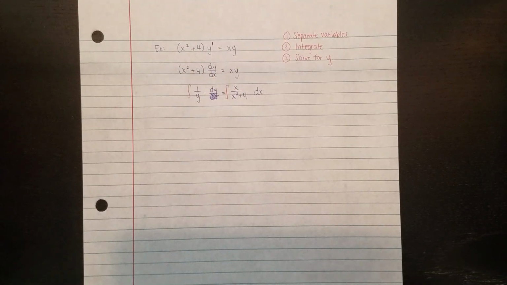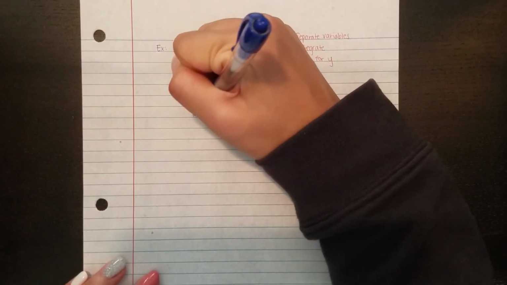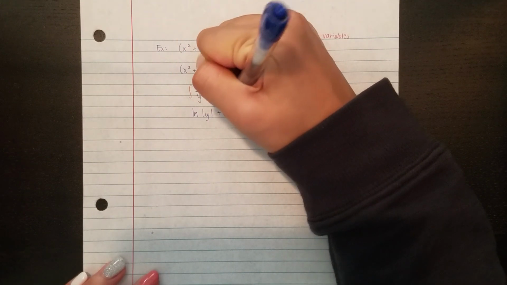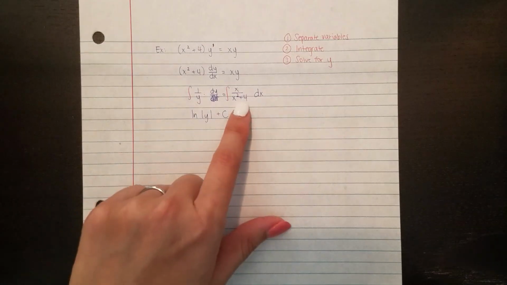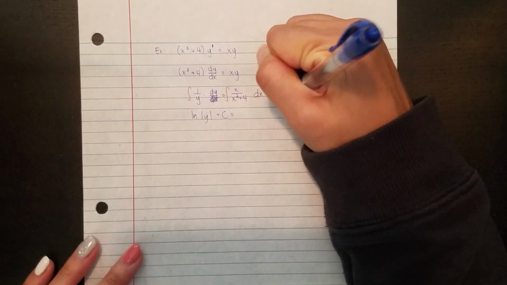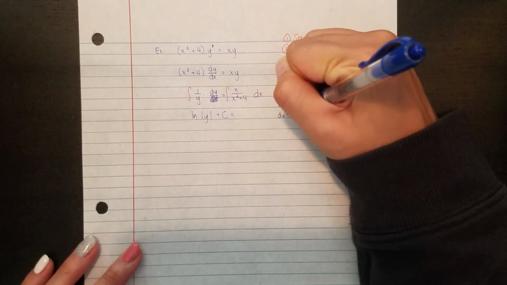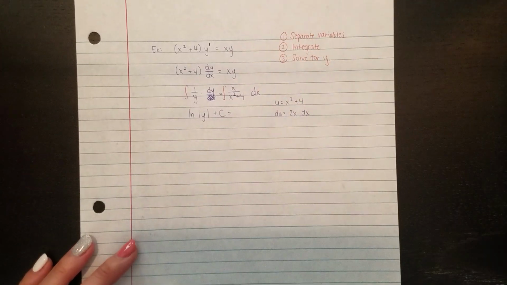Okay, on the left with the y's, I have 1 over y times dy. Integrating that will give me the natural log of y, just like before, plus c. On this side, I have x over x squared plus 4. It's a little bit more complicated to integrate. I think we'll need to do u sub in order to integrate this. So I'm going to set u equal to x squared plus 4. Du would be 2x dx.